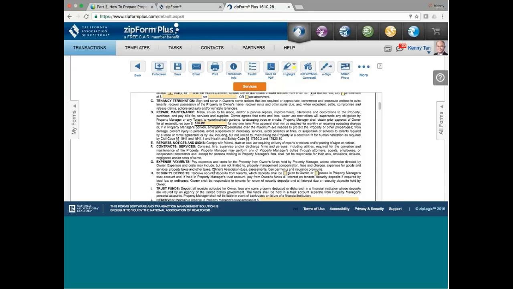Security deposit. The property manager is also empowered to receive the security deposit from the tenant. However, you have to decide whether the deposit will be placed in the property manager's trust account or the security deposit will be given to the owner. Okay, so that has to be decided.